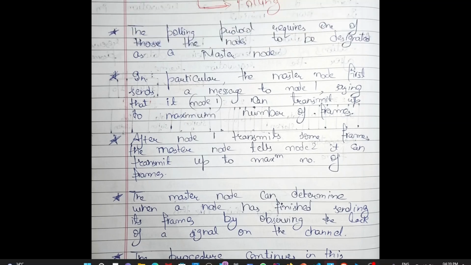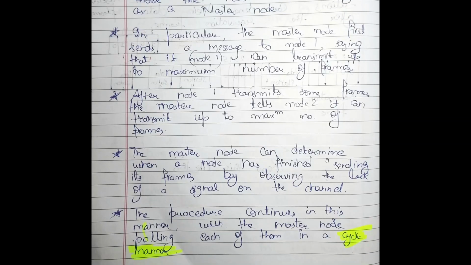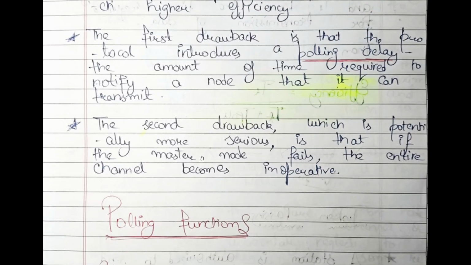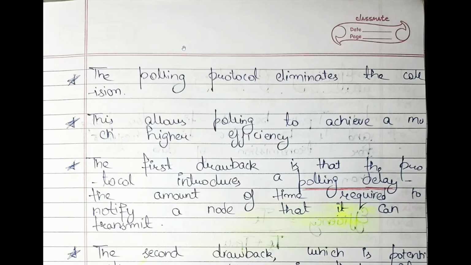Okay, got that? Now moving on to some other points. The polling protocol eliminates collision. Of course, if you are having such a good system like this, then certainly there's not going to be any chance of collision, because I am the master node and I'm never going to allow two nodes to send data simultaneously, right? So there's no chance of collision, though there are a lot of problems with this. This allows polling to achieve a higher efficiency.